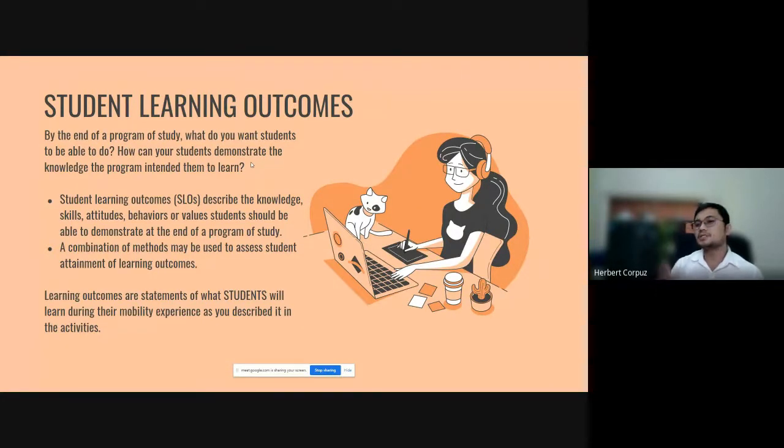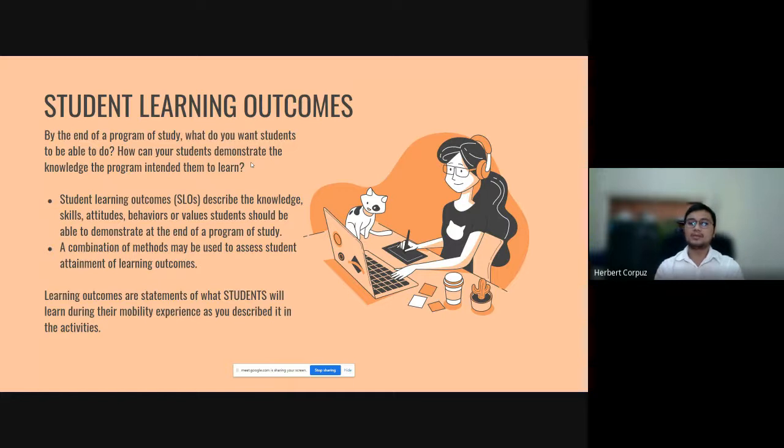So these questions would guide us over the learning outcomes that we would like our learners to achieve at the end of our discussion of a certain chapter, of a certain course, or of a certain unit of study. Hence, student learning outcomes, or SLOs, describe the knowledge, skills, attitudes, behaviors, or values students should be able to demonstrate at the end of a program of study. And a combination of methods may be used to assess student attainment of learning outcomes.